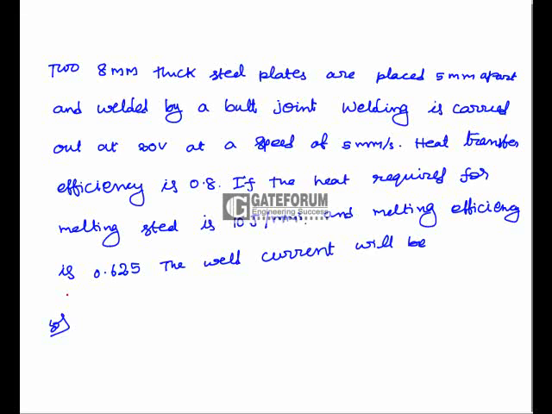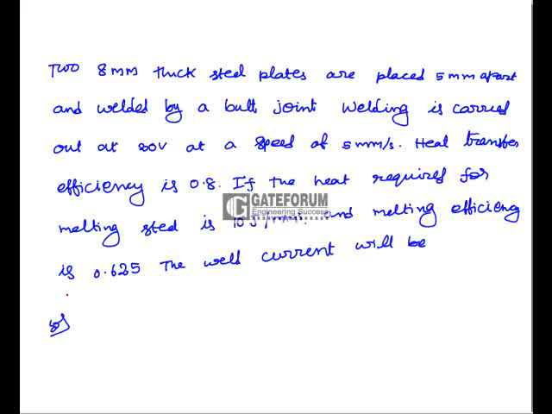Two 8 mm thick plates are placed 5 mm apart and welded by a butt joint. Welding is carried out at 20 volts at a speed of 5 mm per second. Heat transfer efficiency is 0.8. If the heat required for melting steel is 10 joule per mm cube and melting efficiency is 0.625, the weld current will be.